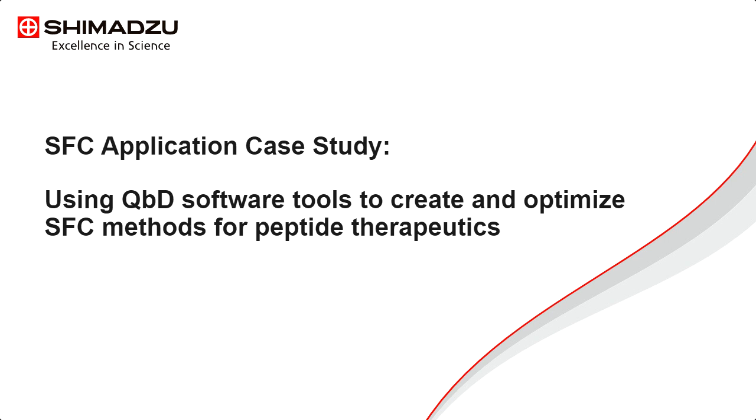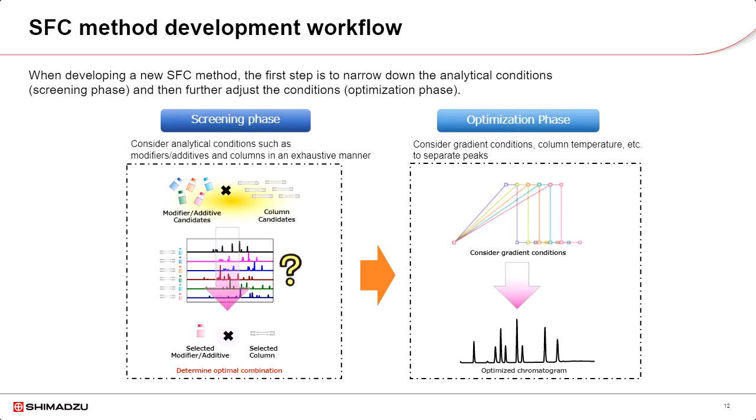This is going to be a case study of using our LabSolutions MD AQbD method development software to create and optimize SFC methods for peptide therapeutics. The method development process we use for SFC is going to be very much akin to the method development process for LC. We'll have a number of different mobile phase conditions we wish to screen against a number of different stationary phases in order to come up with an acceptable separation. We'll then interrogate that separation further by optimizing gradient conditions or other aspects of detection in order to come to a final method.